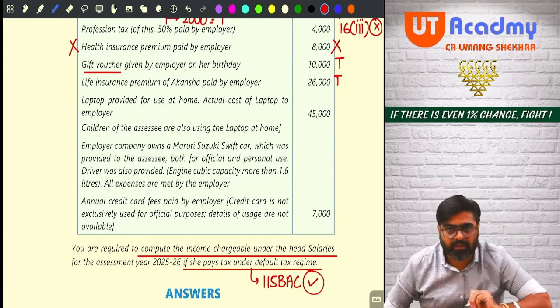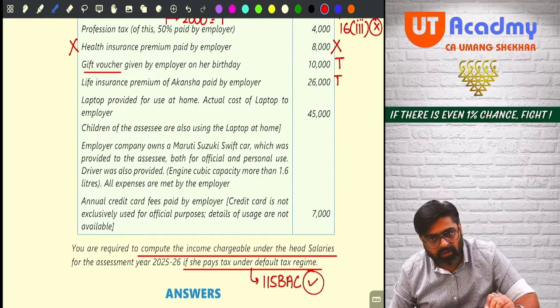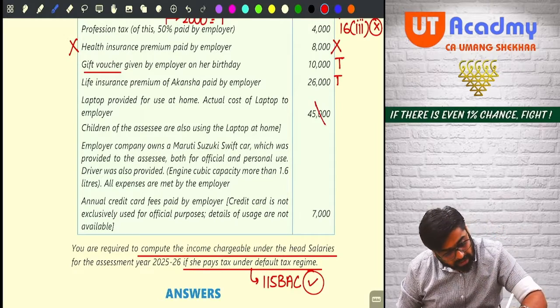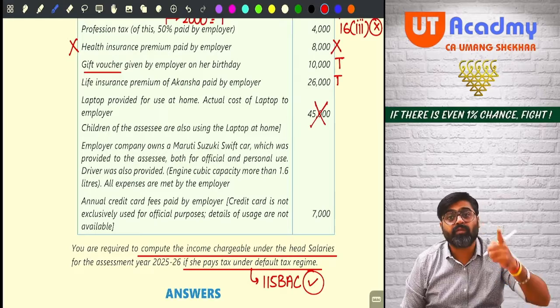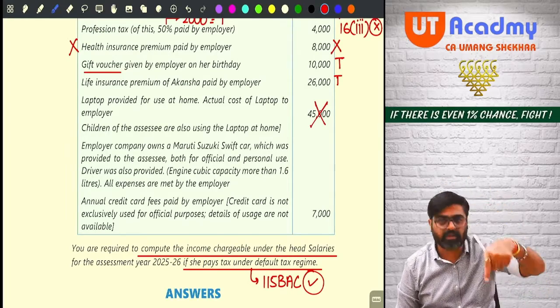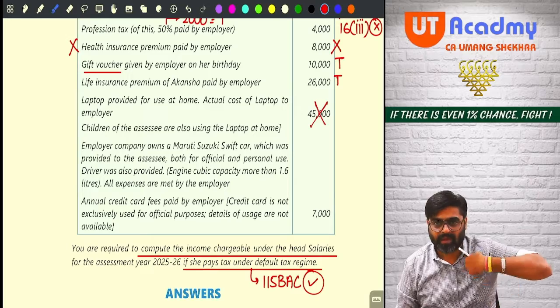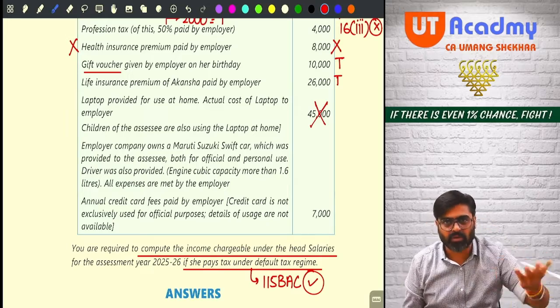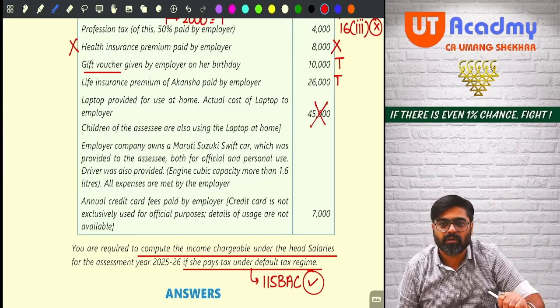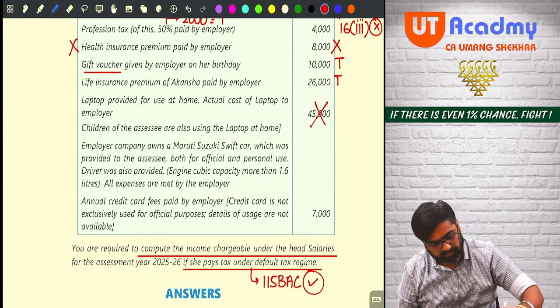This benefit is fully exempt. So nothing will be taxable. This will be a fully exempt perquisite. So the 45,000 cost of the laptop will not make any sense to me now. If the value of this perquisite would have been taxable, I would have to take 10% of the actual cost. Am I going to take 10% of actual cost? No. Benefit is fully exempt. So ignore the cost also. Getting my point? Everyone?